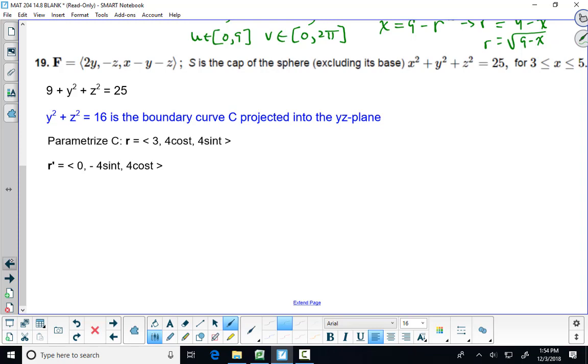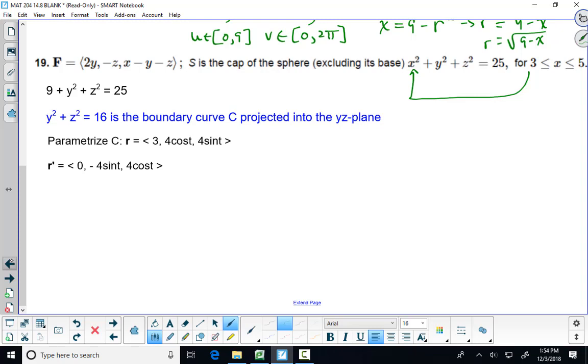When X is equal to 3, let's plug the 3 in right there. That gives us this equation. So this is going to be the projection into the YZ plane of the base of the cap. So we've got our full sphere, and we're looking at the front cap, and we're chopping it off at x equals 3. So we're going to have a little circle right here where x is 3. We eliminated the x, so that projects it into the yz plane.